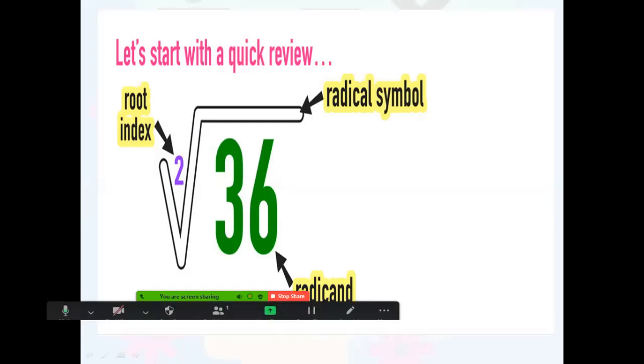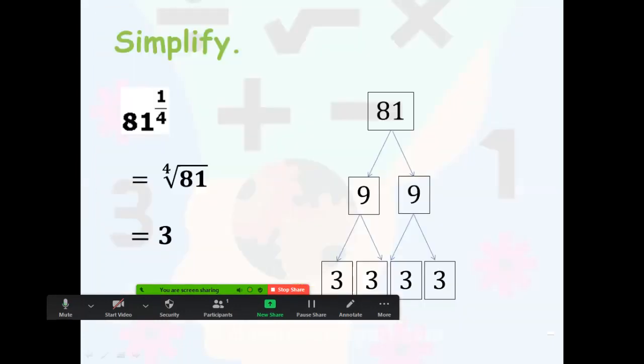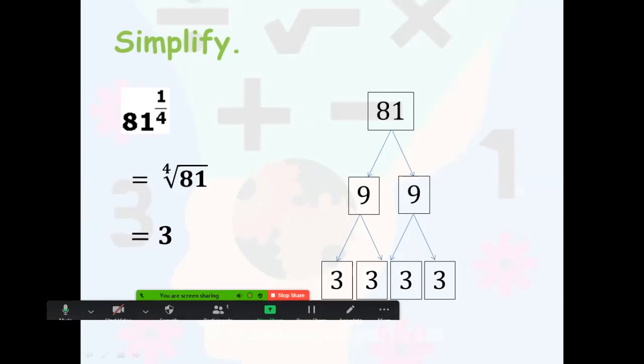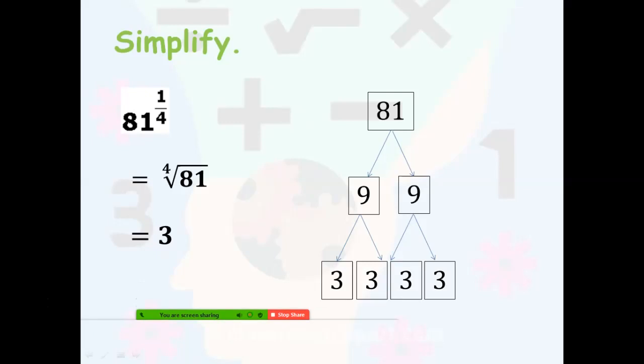Okay, so these are the parts of it, and then let's quickly see how we simplify these kinds of questions. When you have 81 to the 1/4 power, all you need to do is write 81 as the radicand, put the root sign, and write the denominator as the index. If the denominator becomes the index, that means which number multiplied 4 times will give you 81?